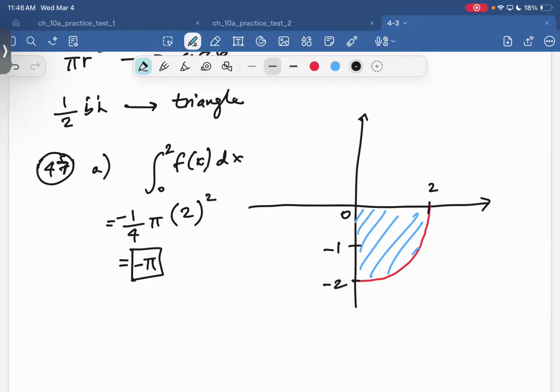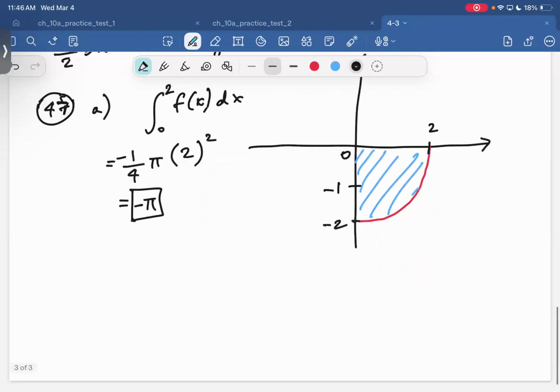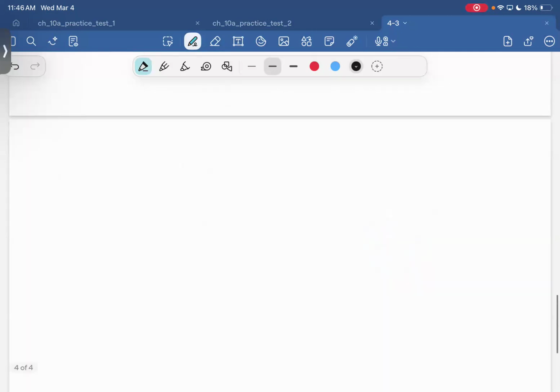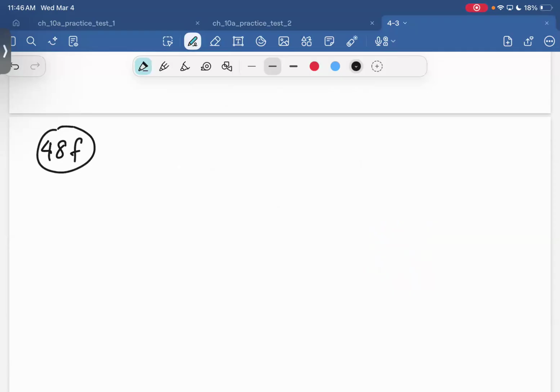Let me do an example where we have some triangles. So let me do 48. These are all kind of tricky, actually. Let's do 48F. So 48F asks us to do the integral from 4 to 10 of f(x), correct? 4 to 10.